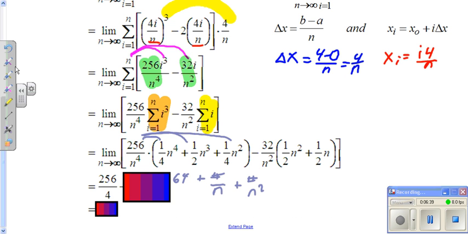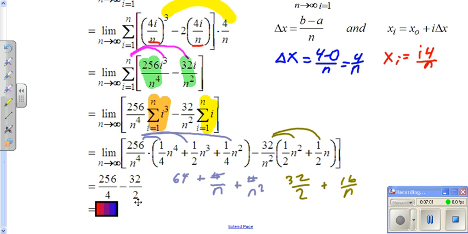We can do the same type of thing here at the end. When we distribute this through, it gives us a 32 over 2. Distribute that through, really gives us a 16 over an n. But once again, when you have that n in the bottom and take your limit, it goes to 0. So for the last part, it's just a 32 over 2. So we really get a 64 minus a 16, which is just 48.